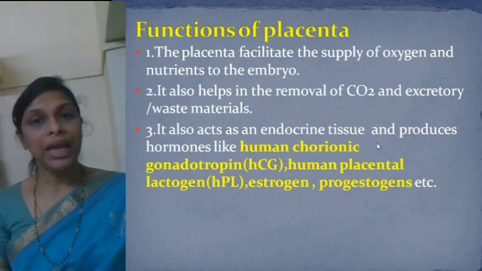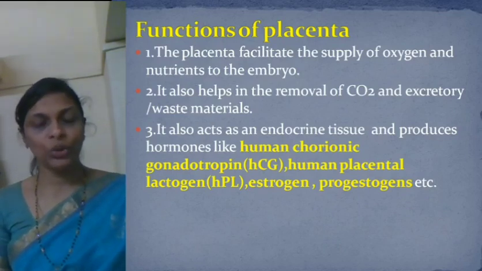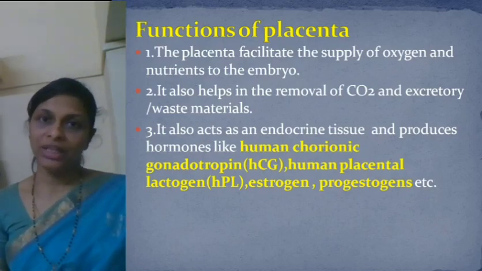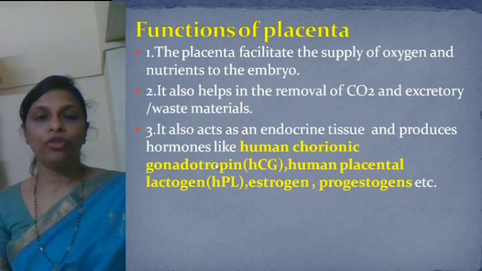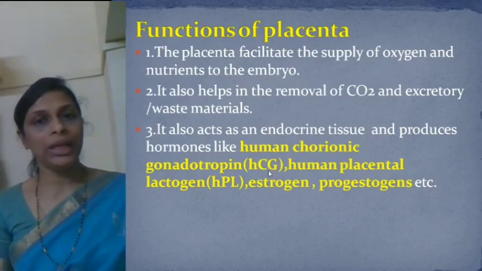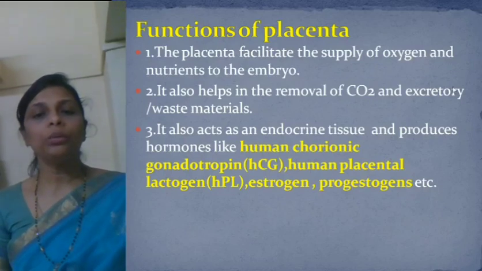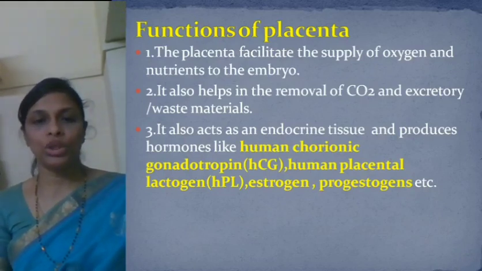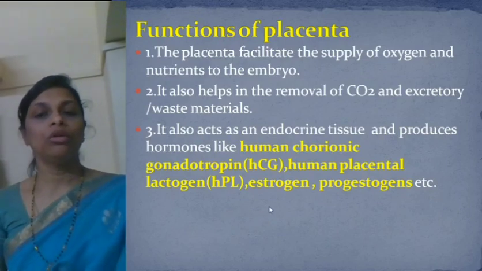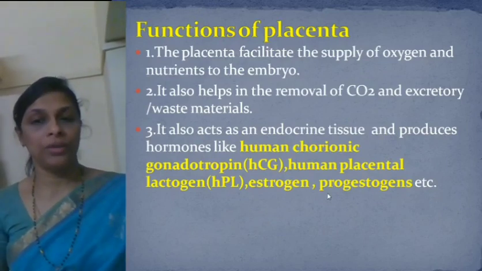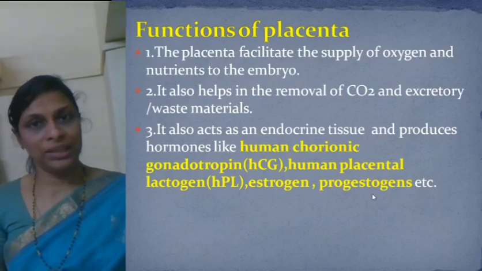So the placenta acts as an endocrine tissue and secretes certain hormones. Which are the hormones secreted? One is human chorionic gonadotrophin. The short form is HCG. H you have to write small letter, C and G capital letter. Second one, human placental lactogen, HPL. And third one, estrogen. Fourth one, progestogen. Actually, it is progesterone itself.